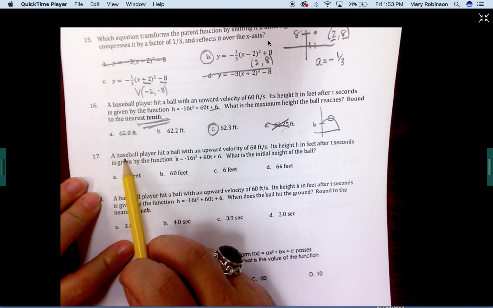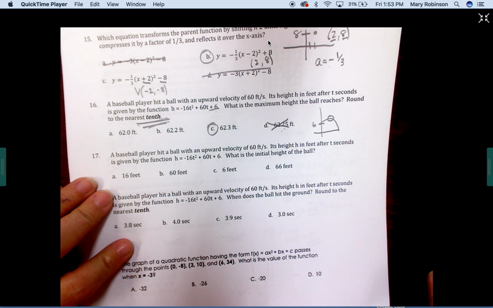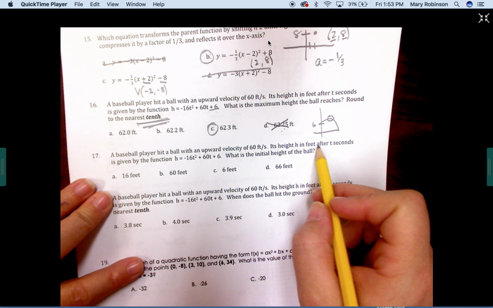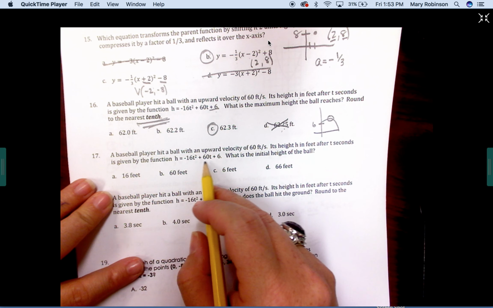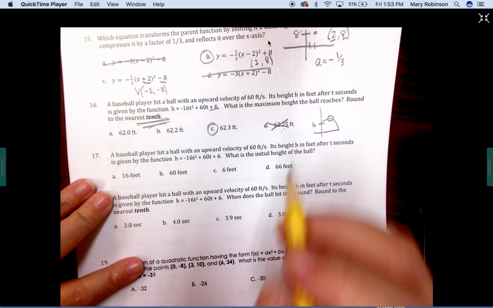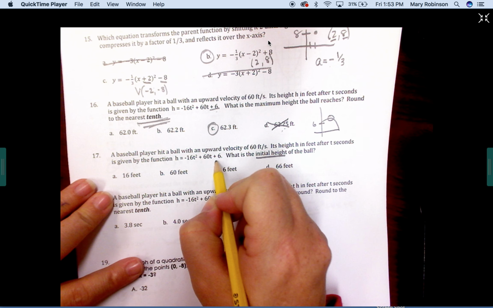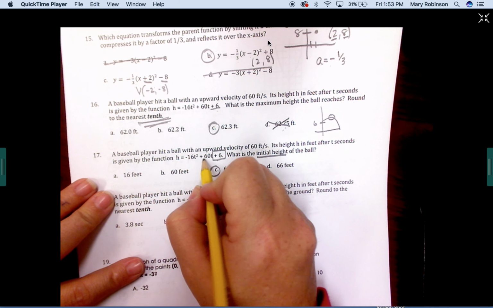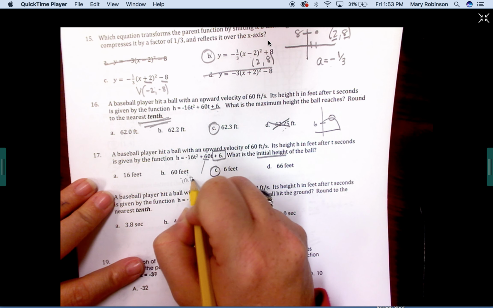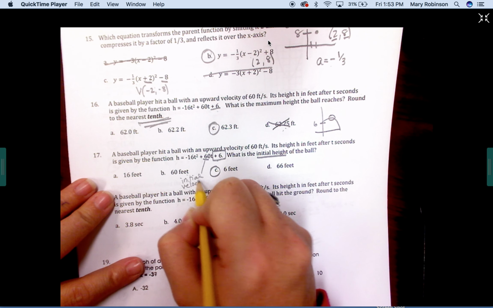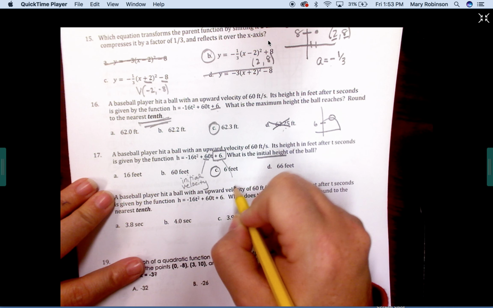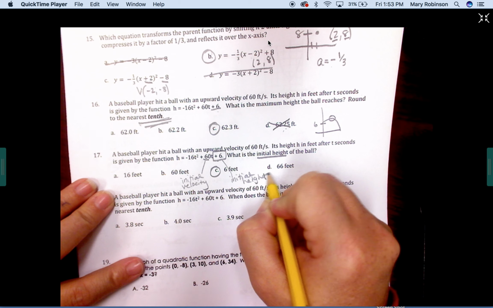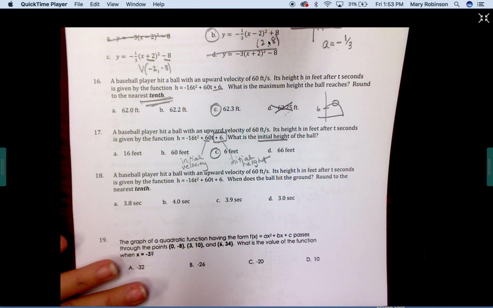Next, for 17, a baseball player hits a ball with an initial upward velocity of 60 feet per second. Its height h in feet after t seconds is given by this function. What is the initial height? Your job is to remember that your initial height is your constant term. So it's 6 feet. This is initial velocity. Your B value is initial velocity. Your C value is the initial height, always, for a projectile motion problem. Something going up and then back down.